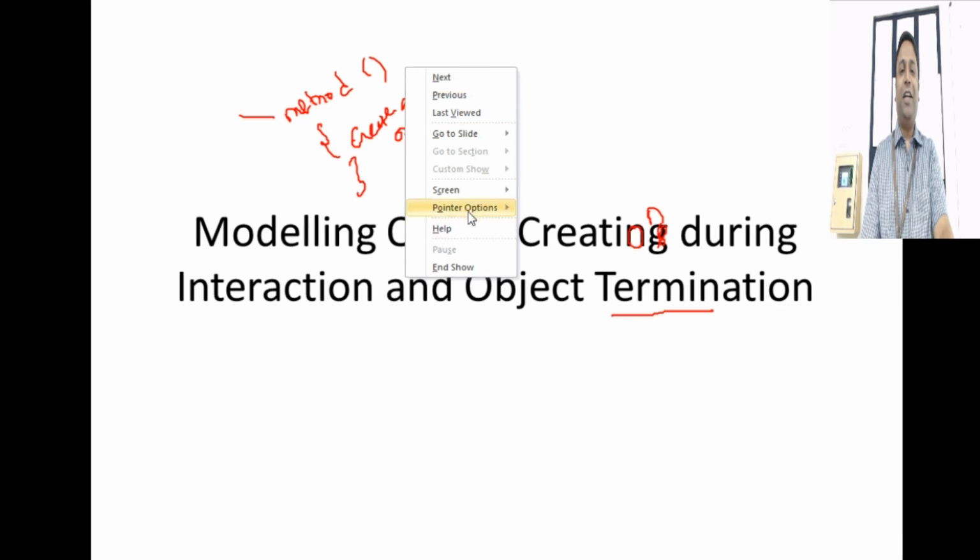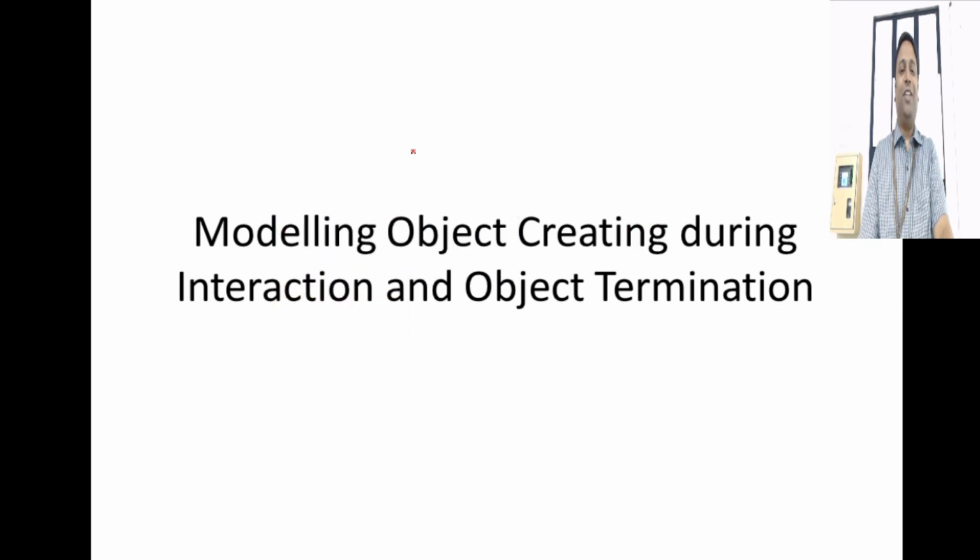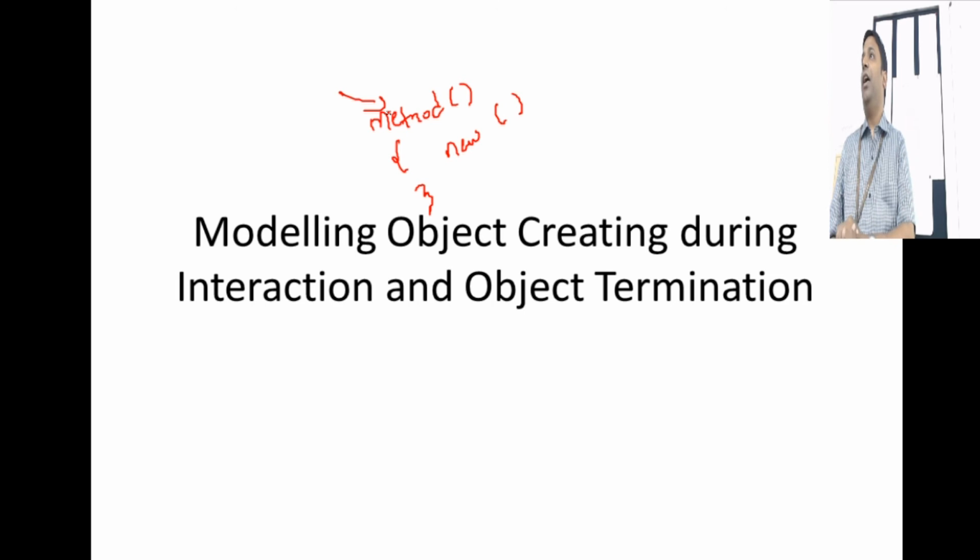Let me erase this and again write it. I'm sorry for this. So say you have a method in some object, within this method I can go and create another object. I can use this new operator and create another object. That is possible, right? So one object can instigate the creation of another object. A method can itself create another object. That is modeling object creation. Okay.